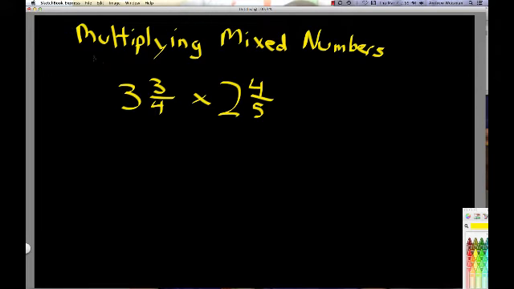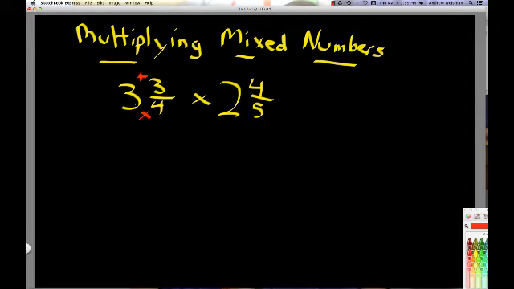Here we're talking about multiplying mixed numbers. And when we multiply mixed numbers, there's a process that we have to do. We cannot just multiply a mixed number times a mixed number. We actually have to take the denominator and multiply it by our whole number, and then we add the numerator.